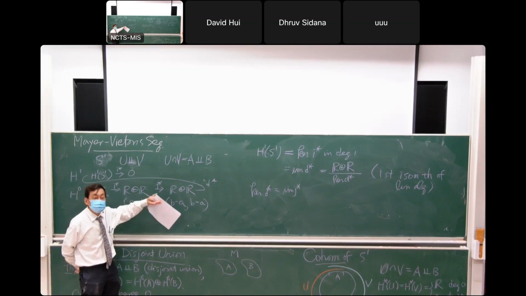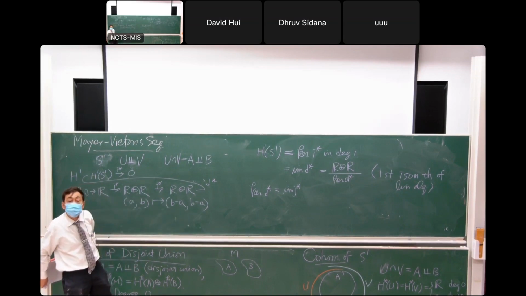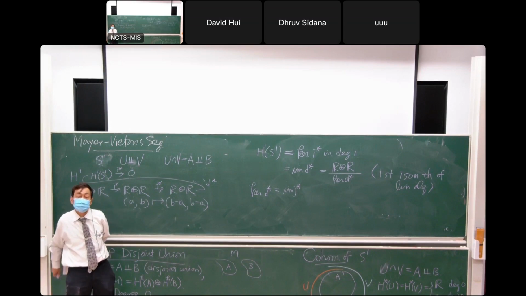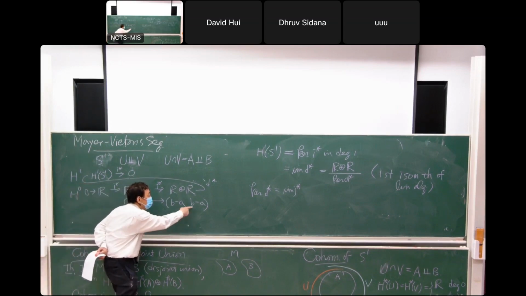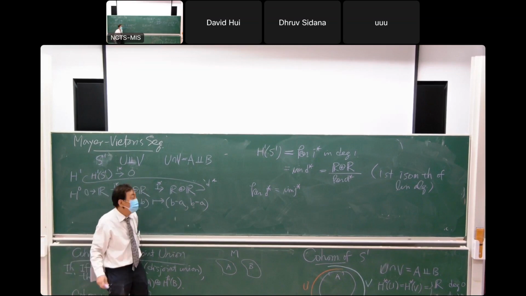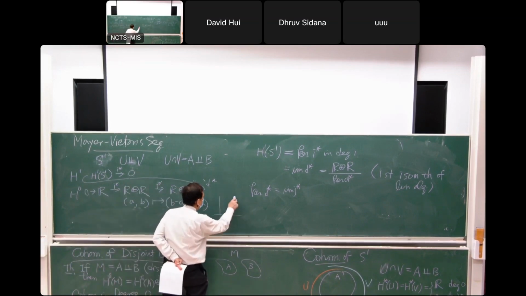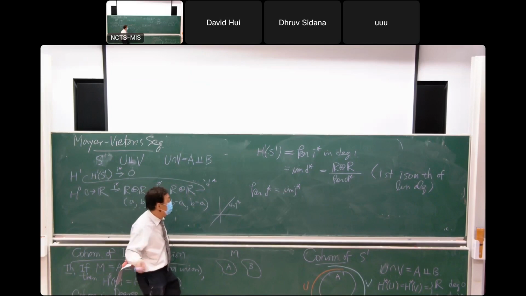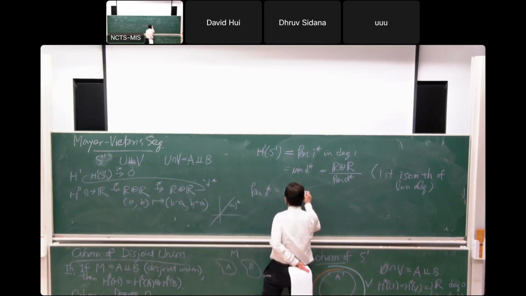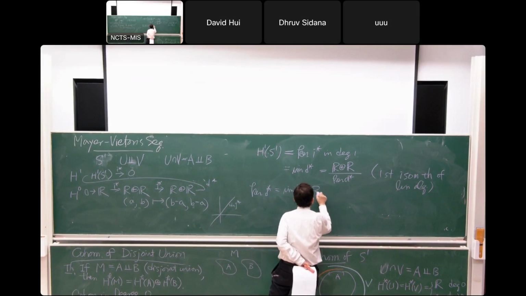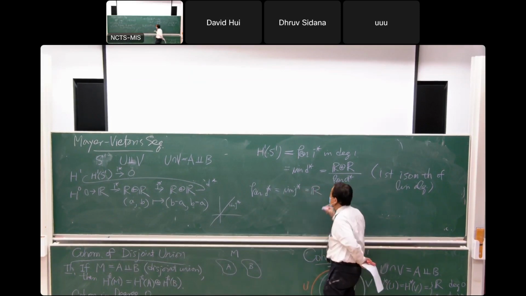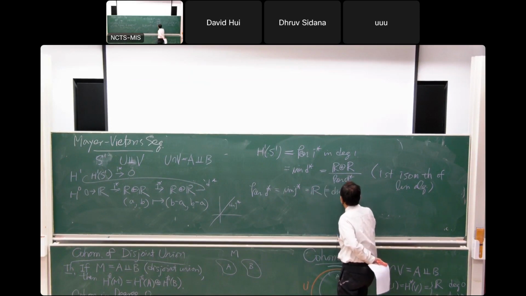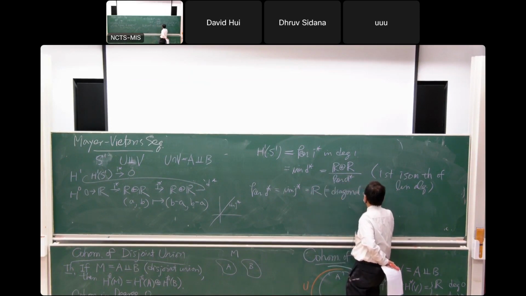The image of this map. It goes from R2 to R2. The image is, yeah, it's a diagonal, right? Because these two numbers are the same. So the image of j star is the diagonal, which is one-dimensional, so it is R. Okay? It's the diagonal in R squared.